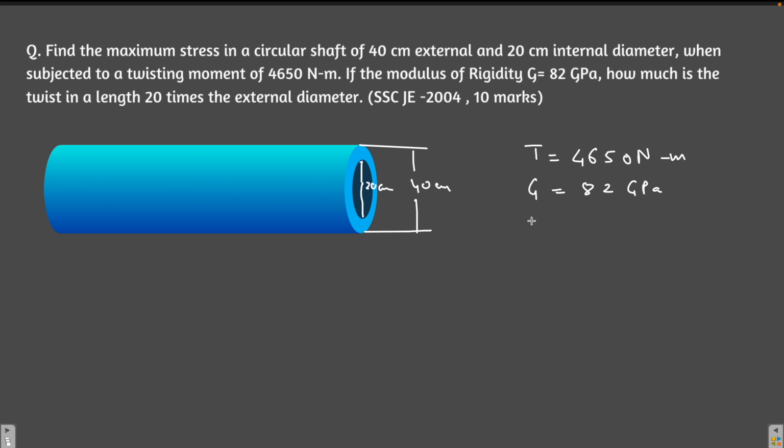So the things given in the question are the external diameter, which is 40 centimeter, the internal diameter, which is 20 centimeter, the modulus of rigidity, and the torsion. We have to find out the maximum stress, that is, tau max, the maximum shear stress.